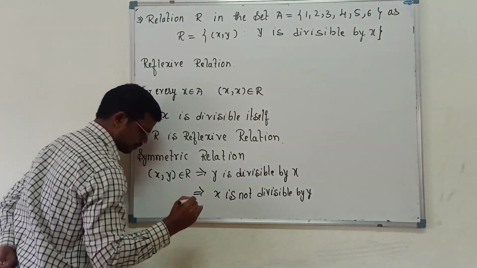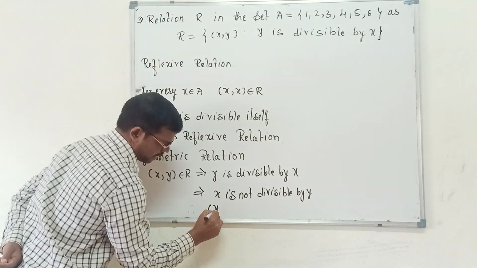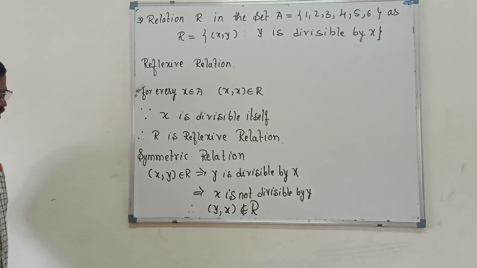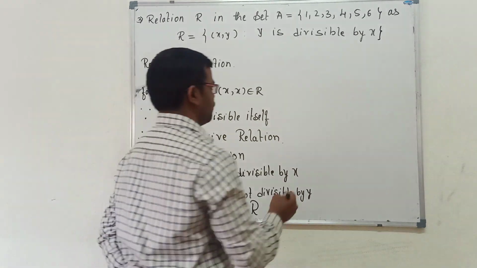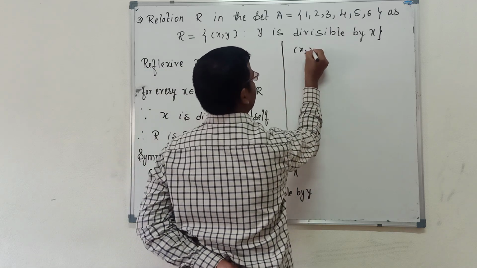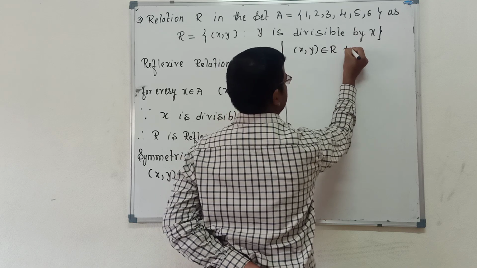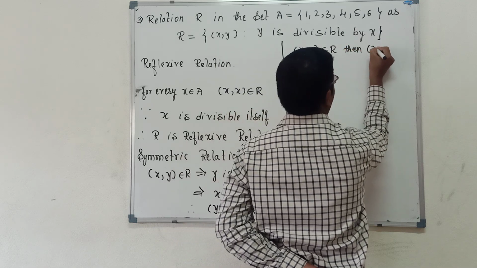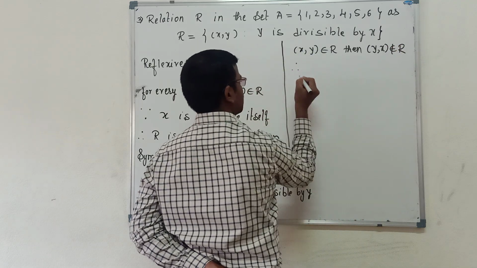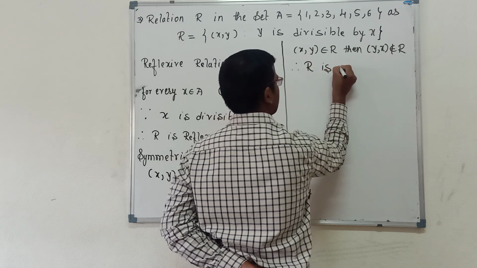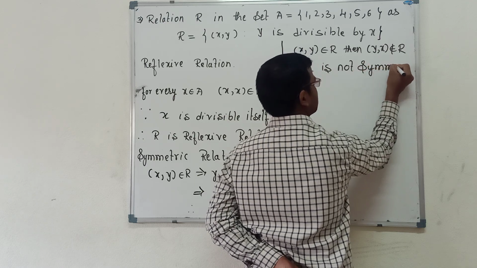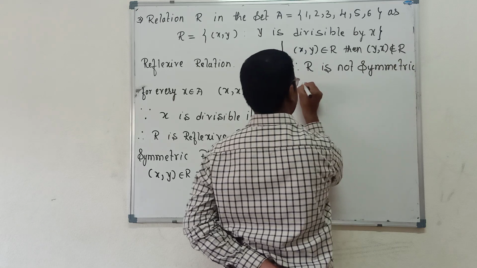Therefore (y, x) does not belong to R. So we have (x, y) belongs to R, but (y, x) does not belong to R. Therefore R is not symmetric. R is not symmetric relation.